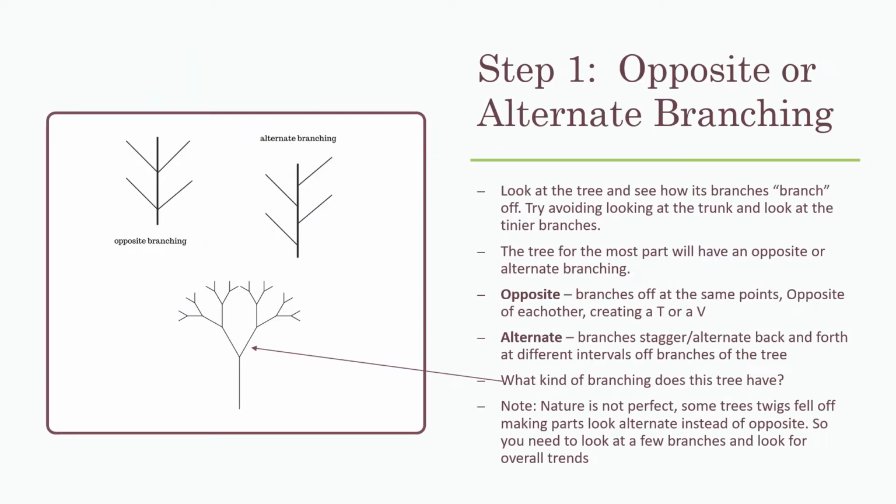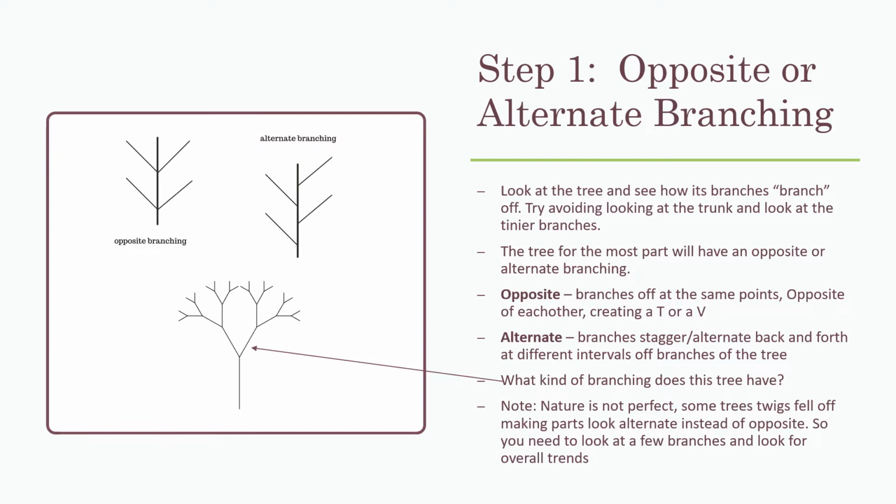Alright, so in order for people to identify trees and their various types, they typically follow about 3 steps. We're going to go over those 3 steps today. So the first step is step 1, and that's figuring out if the branching is opposite or alternate. So what you need to do is look at the tree and see how its branches or twigs branch off. Try to avoid looking at the trunk and the bigger branches and look at the tinier branches. The tree for the most part will have either an opposite or alternate branching pattern.